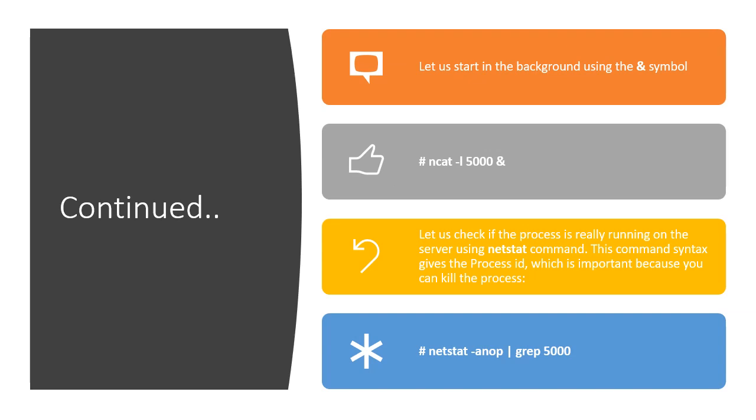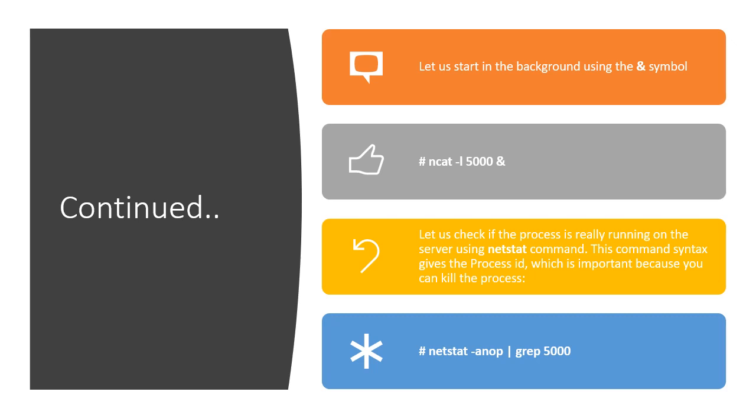Let us start the nc process in the background using the ampersand symbol: nc -l 5000 &. Let us check if the process is really running on the server using the netstat command. This command syntax gives the process ID, which is important because you may want to kill the process.